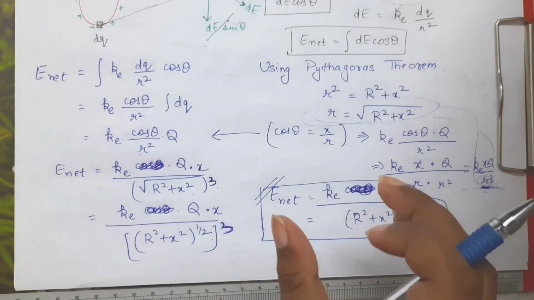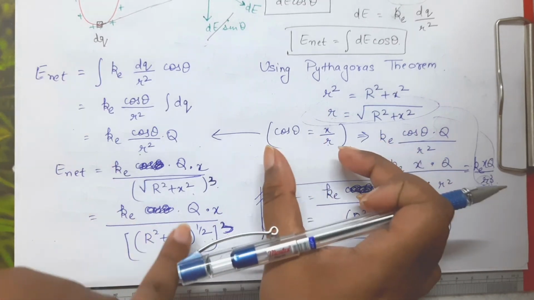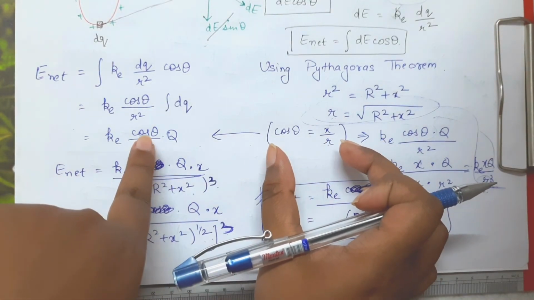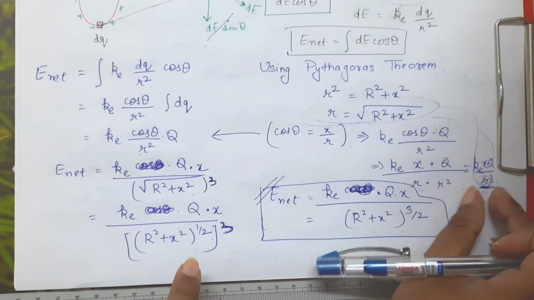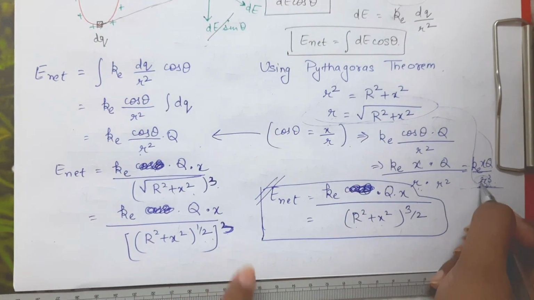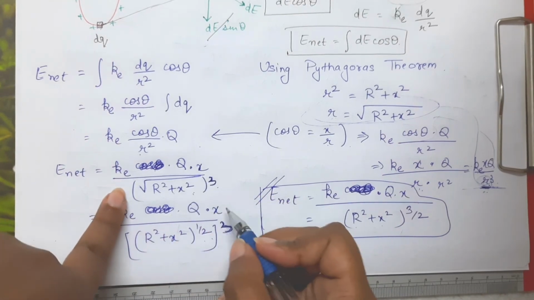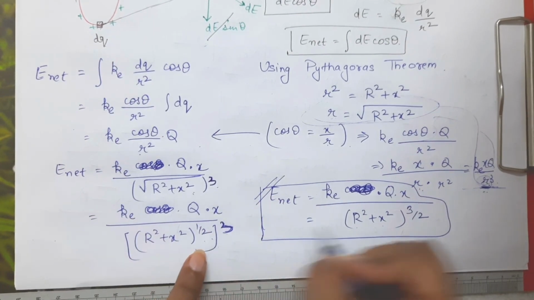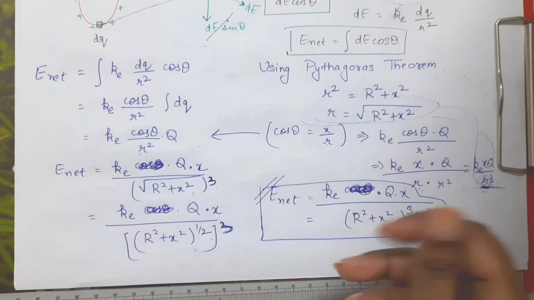So I hope this part was clear, because here what we have to do is substitute the value of cos theta first, you will get this relation, then substitute the value of small r here, from here to here you will get this one, and after this you just have to multiply the powers and you will get the result. So this is E net.